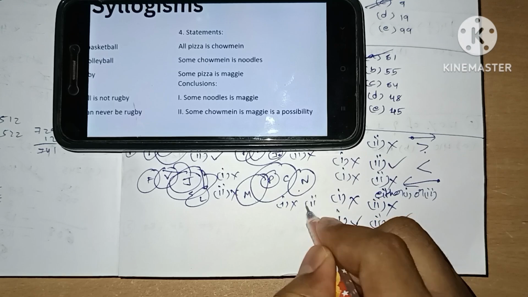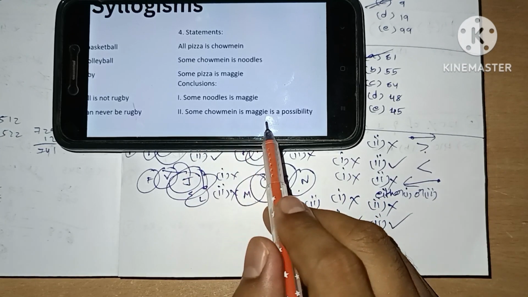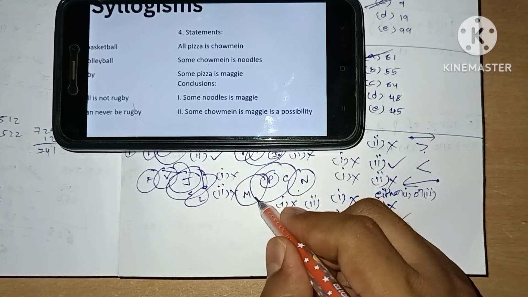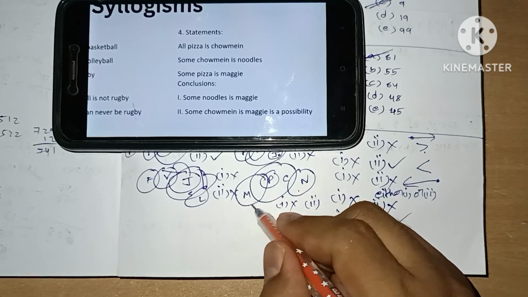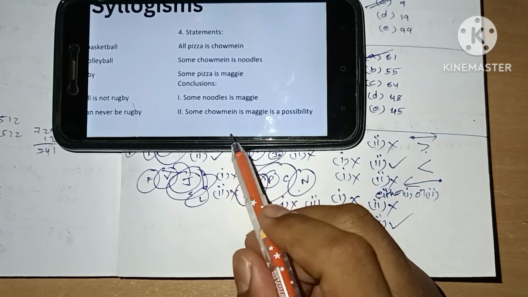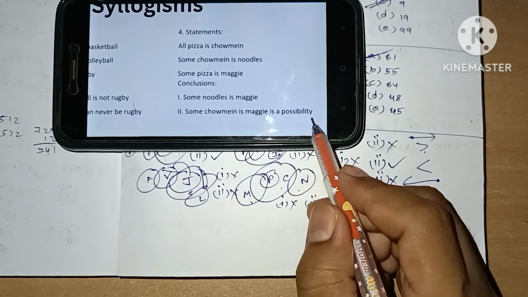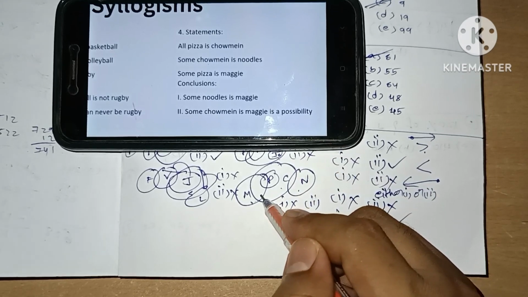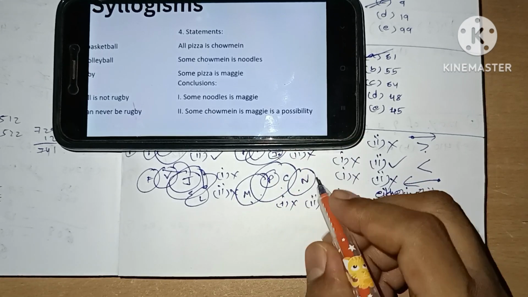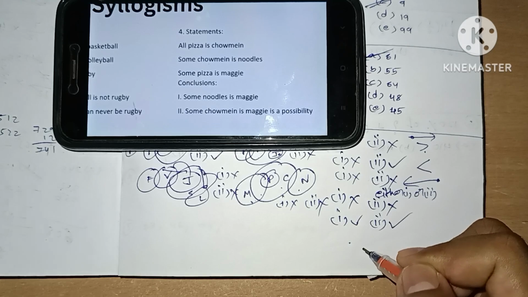Second conclusion, some chow mein is Maggie is a possibility. Some part of chow mein is sharing with Maggie. Is it possible? Here we see some part of Maggie is already sharing with chow mein, and it is saying that already true value is a possibility. So it is false. Okay.